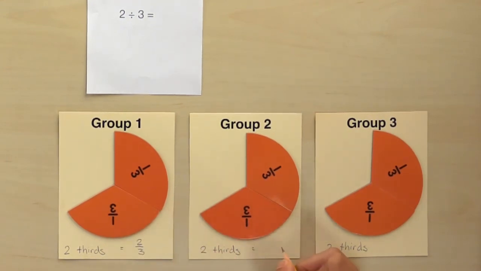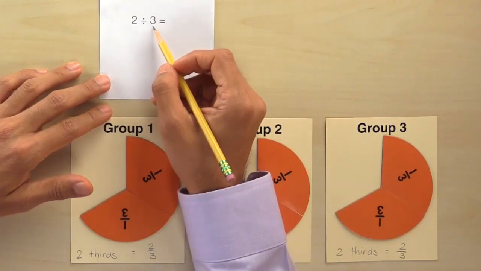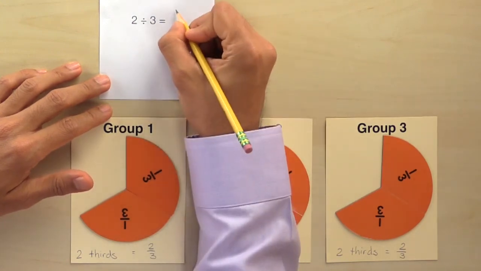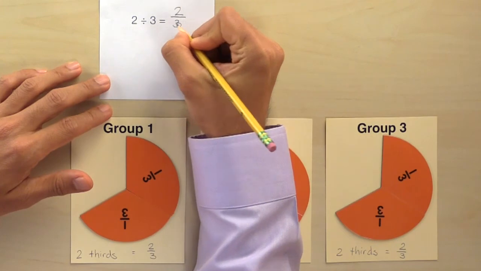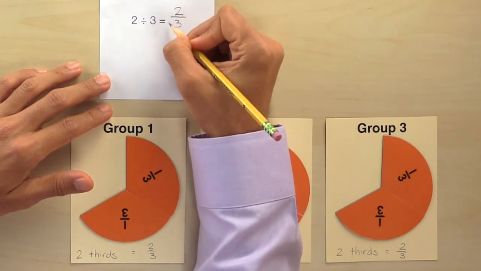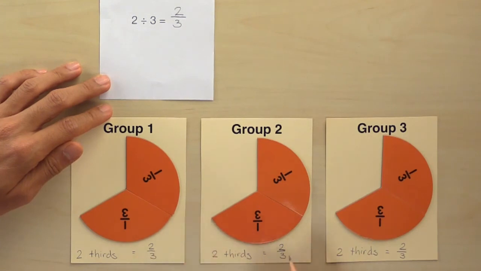Another way of writing 2/3 is 2/3. Now let's go back to the division problem. Here we have 2 divided by 3. So just write down 2 divided by 3. And our fraction here is 2/3. Each group had 2/3.